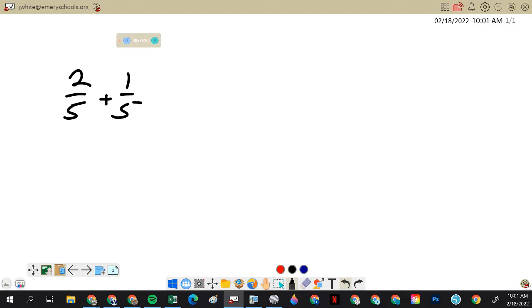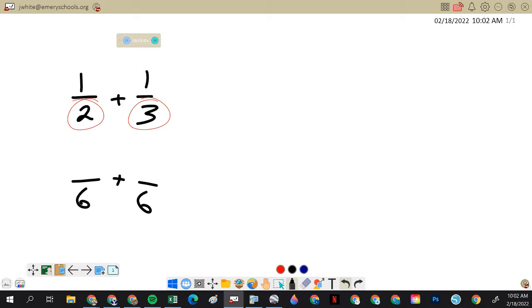Okay. So in order to add fractions, the denominators need to match. So if you have 2/5 of a pizza and you add 1/5 of a pizza, you will end up with 3/5 of a pizza. You add the top, you leave the bottoms the same.